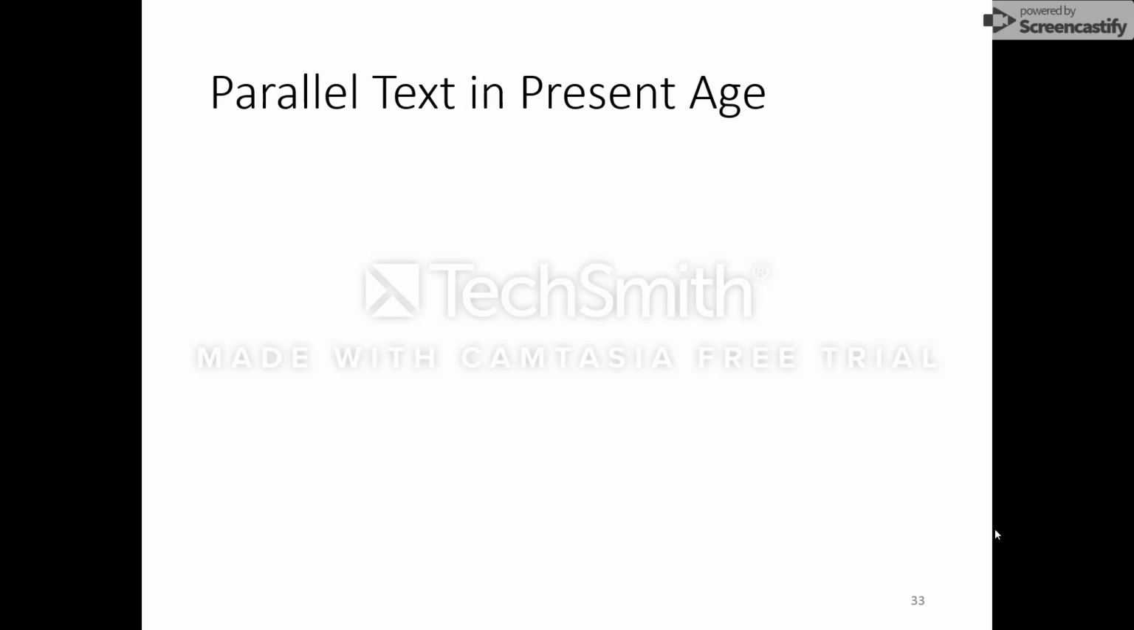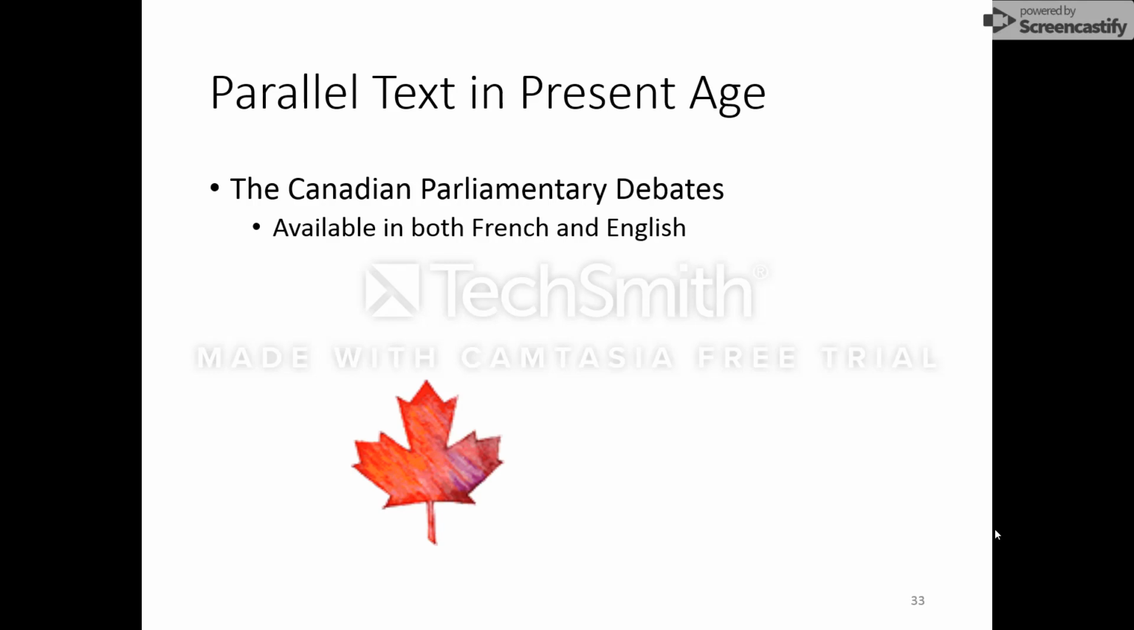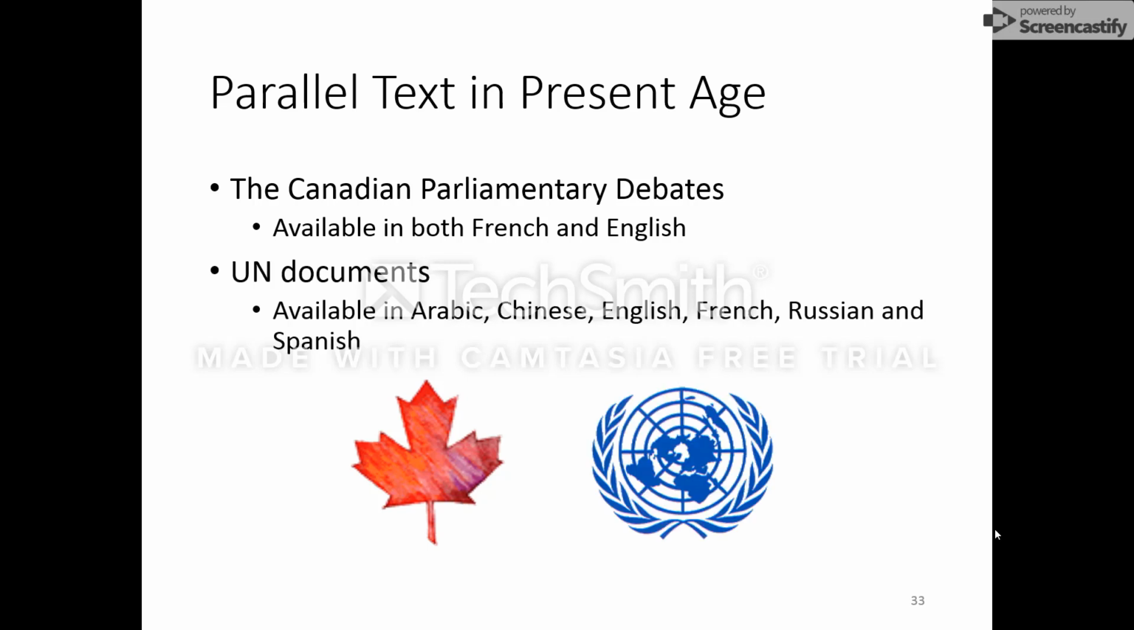But parallel data in the present age is much more abundant, and it comes from a variety of contexts. One is the Canadian parliamentary debates, available in both French and English, which was leveraged in one of the earliest statistical machine translation models in the early 90s, I suppose. The debates are published in both French and English, so there are documents which mean the same thing, one written in French and one in English. The UN documents also form a rich set of parallel text, available in Arabic, Chinese, English, French, Russian, and Spanish.